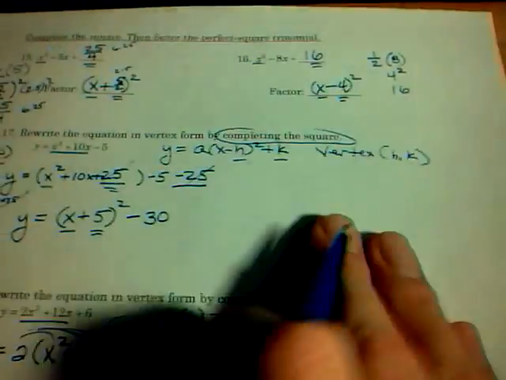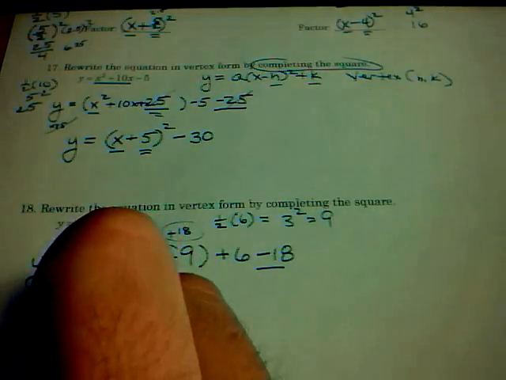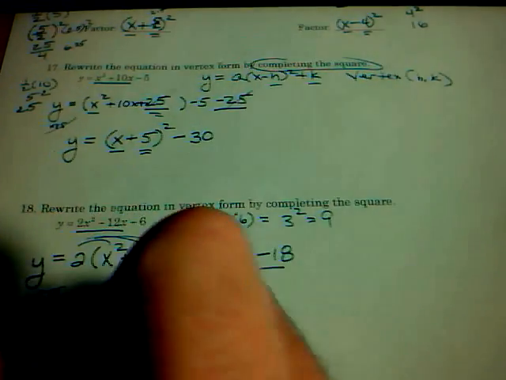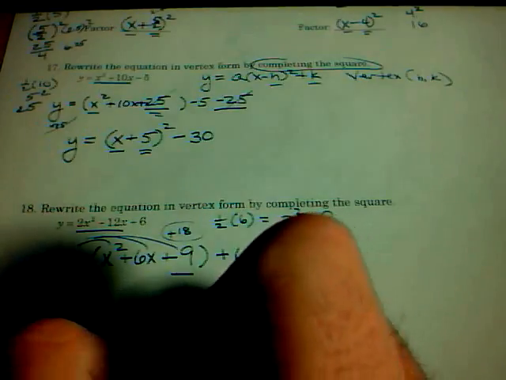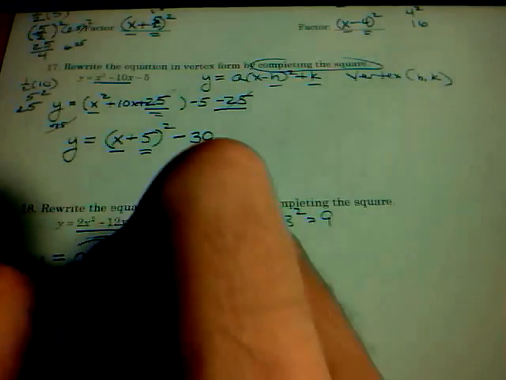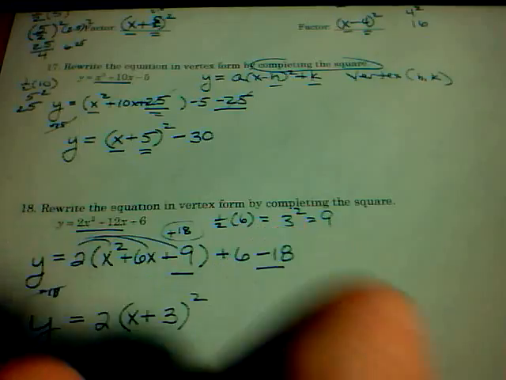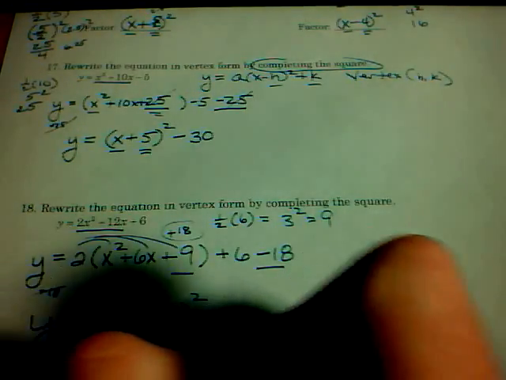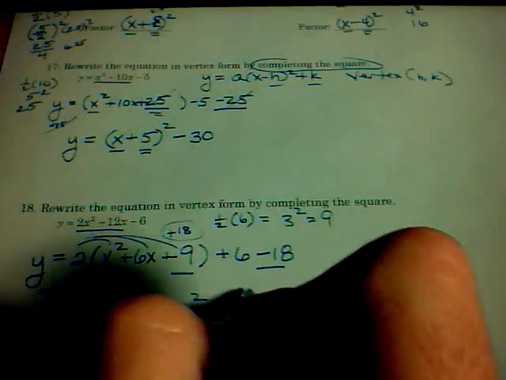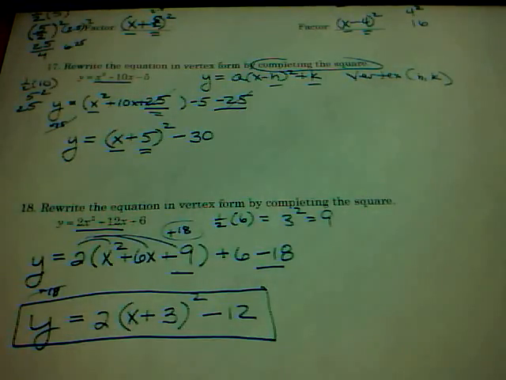Okay. Let me move this up a little bit for you. So in the final step here, we get y equals your a, which is 2. This trinomial square is a binomial squared, and that's going to be x, middle term's positive, so this is positive, and what times itself gets you 9? That's 3. And then we just combine these two terms together, and we get negative 12. So there is our equation in vertex form. Okay.